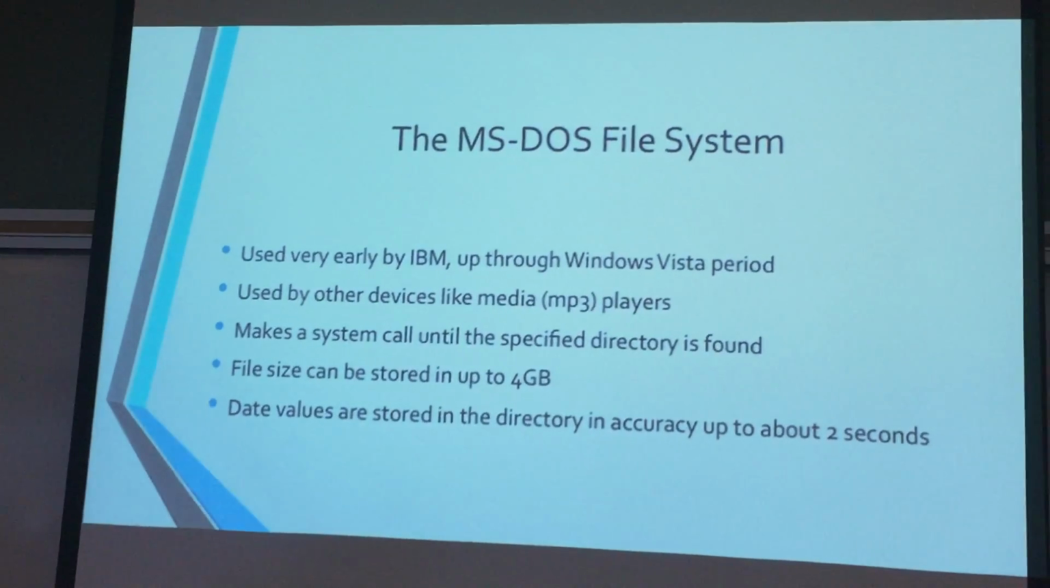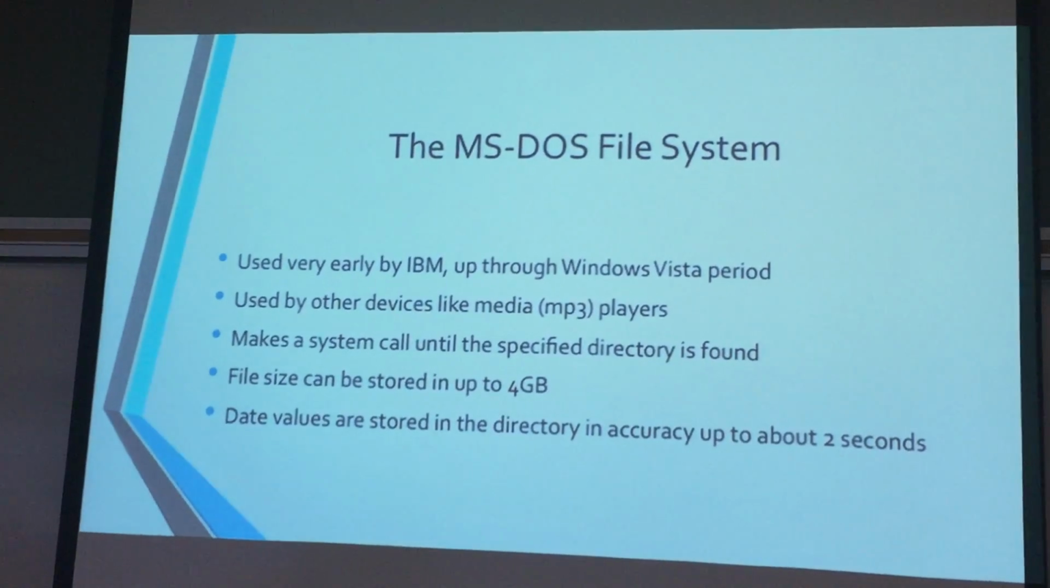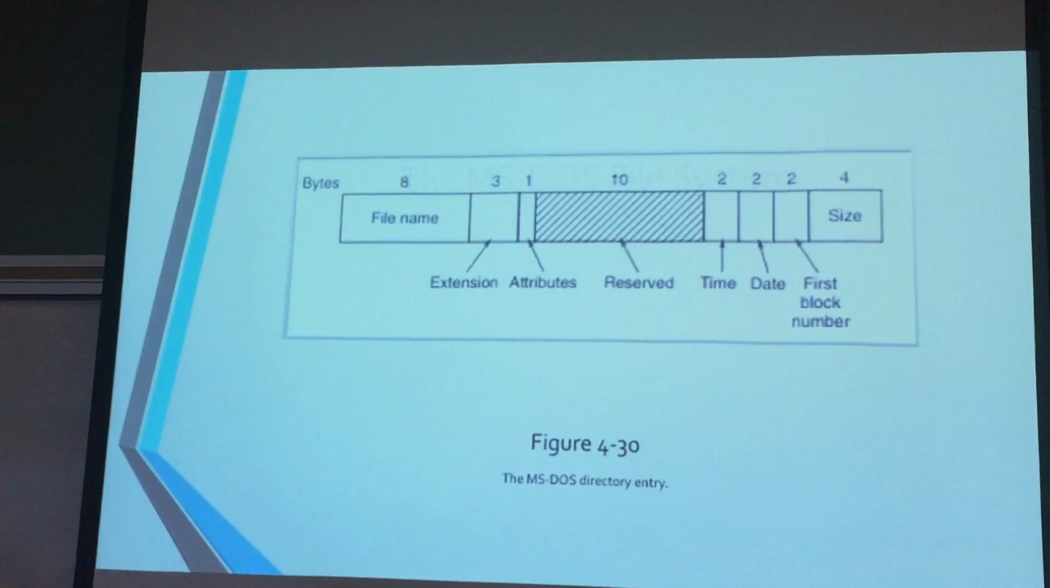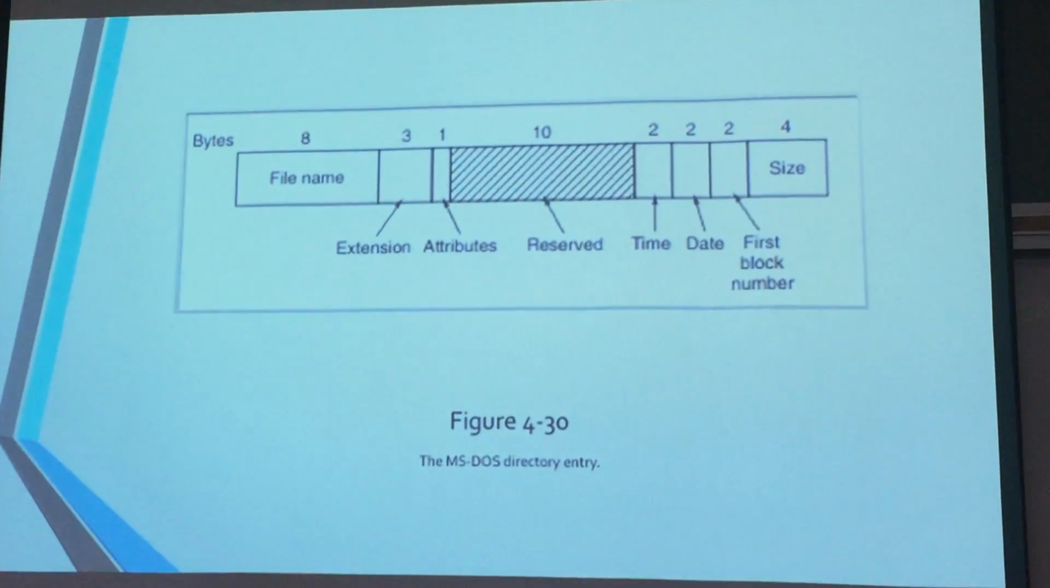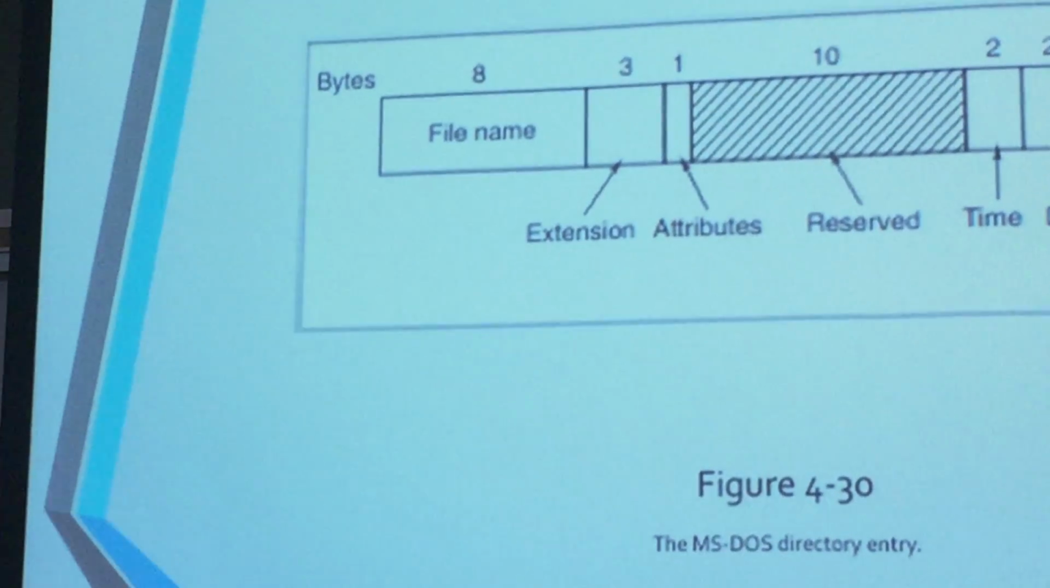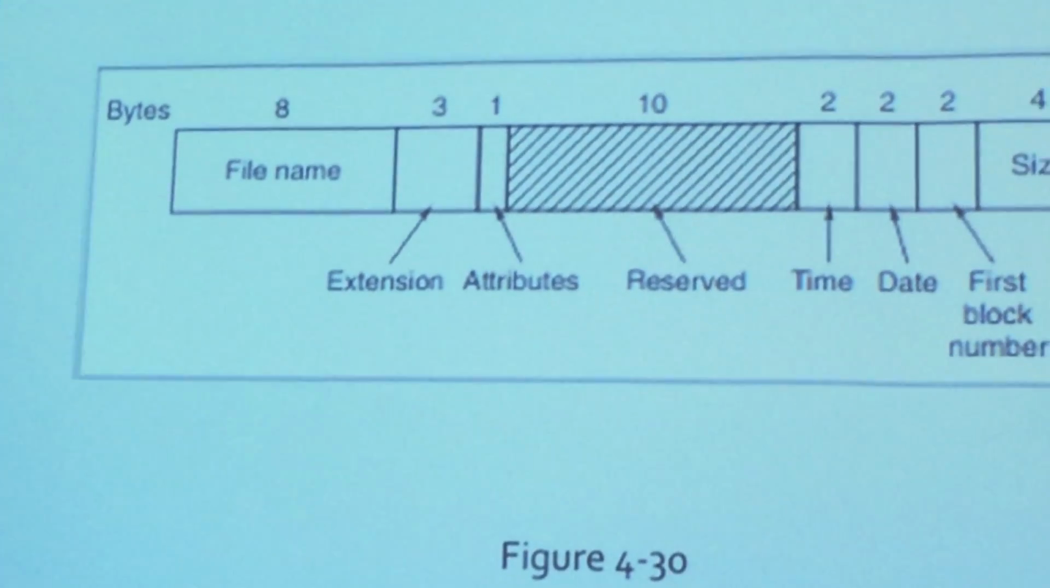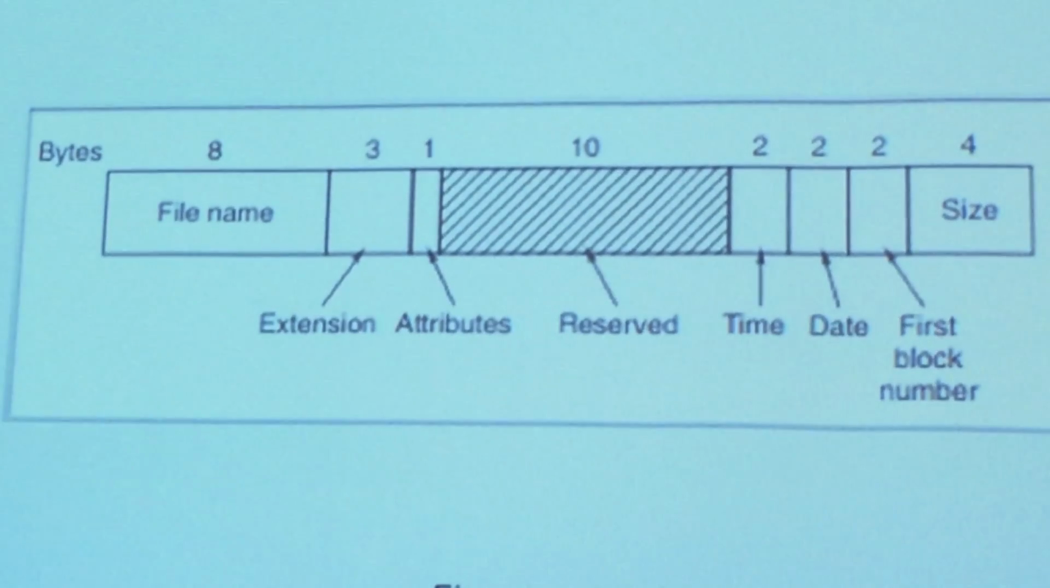So it stores a few values in its block. Here's an example of that. One is the file name, which is 8 bytes, and then an extension for that, a reserve, and then it also holds the date and time, and then the file size.